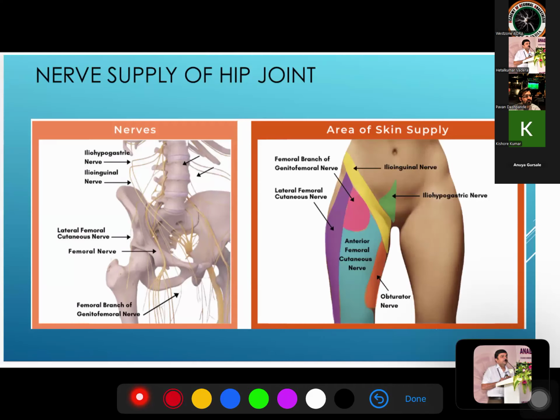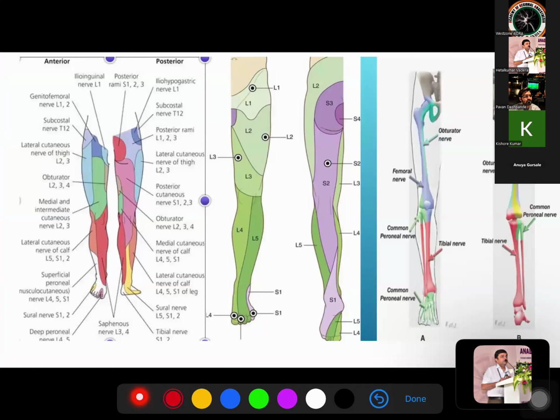Coming to anatomy, the nerve supply of the hip joint is divided into anterior hip capsule and posterior hip capsule. The anterior hip capsule is innervated by the femoral nerve, obturator nerve, and accessory obturator nerve. The posterior hip capsule is innervated by the sacral plexus, that is the sciatic nerve, superior and inferior gluteal nerves, and the nerve to quadratus femoris. These are the dermatomes, myotomes, and osteotomes.